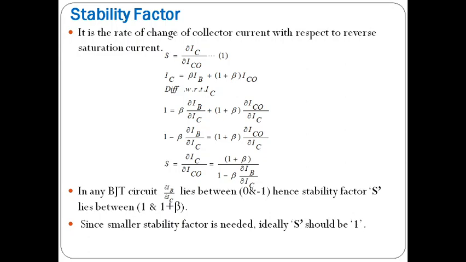So to get this small value, this ∂IB/∂IC must lie between 0 and -1. Yes, when it is 0, we will get S equals 1 plus beta. It's the smallest value. Yes, when you are considering ∂IB/∂IC equals -1, then it is (1 plus beta)/2 value. And we already said the stability factor must be a smaller value, so the ideal value is equal to 1.